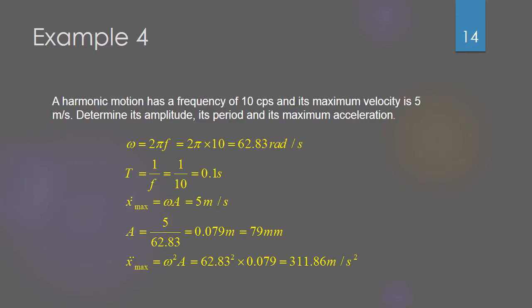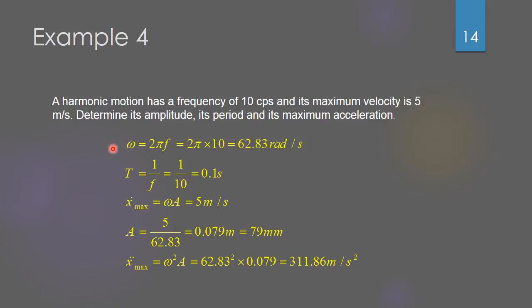Okay, the last example we have here says that a harmonic motion has a frequency of 10 cycles per second and its maximum velocity is 5 meters per second. Determine its amplitude and its period, also its maximum acceleration.